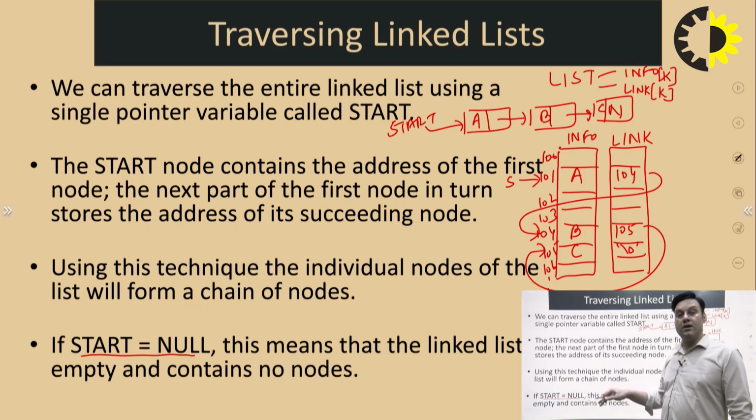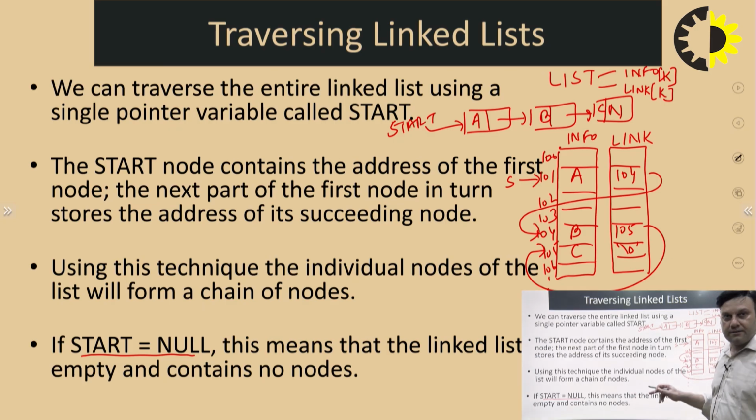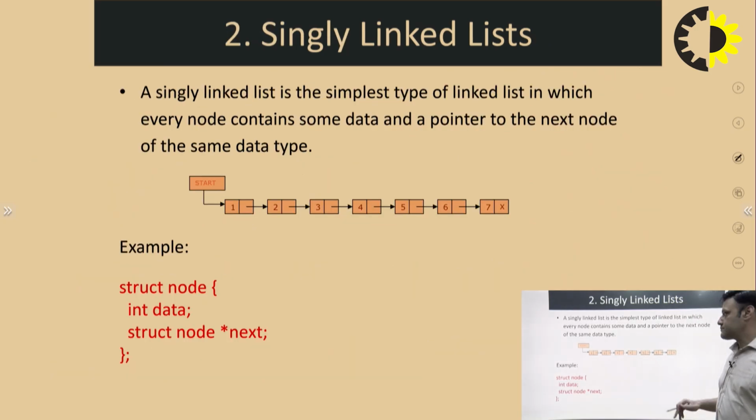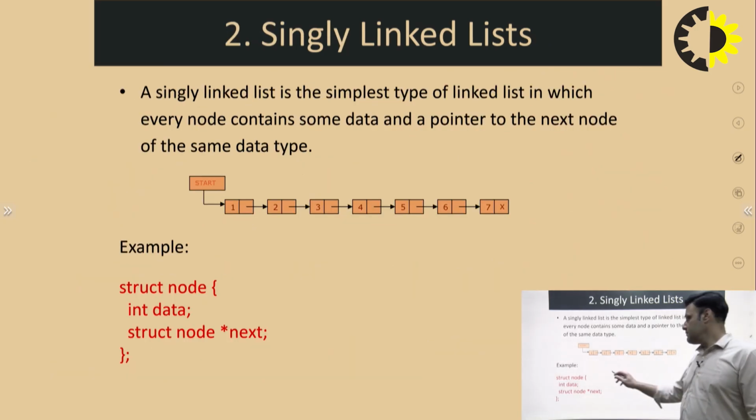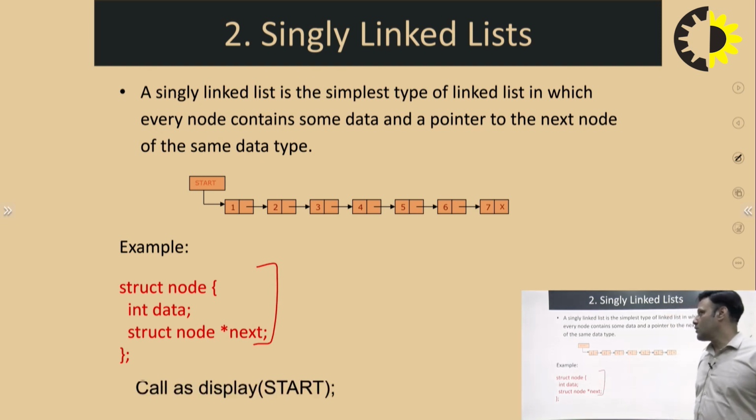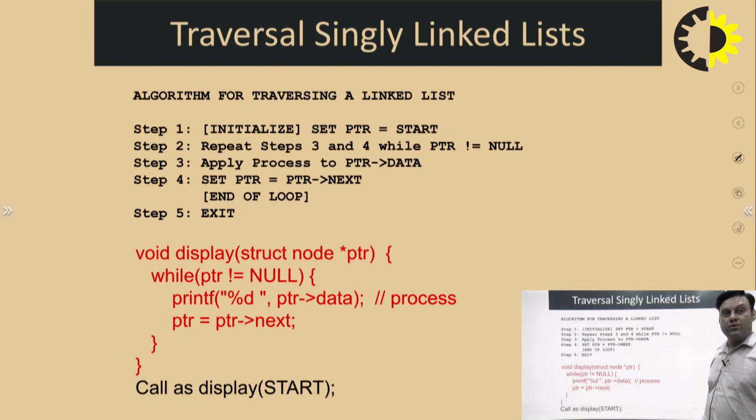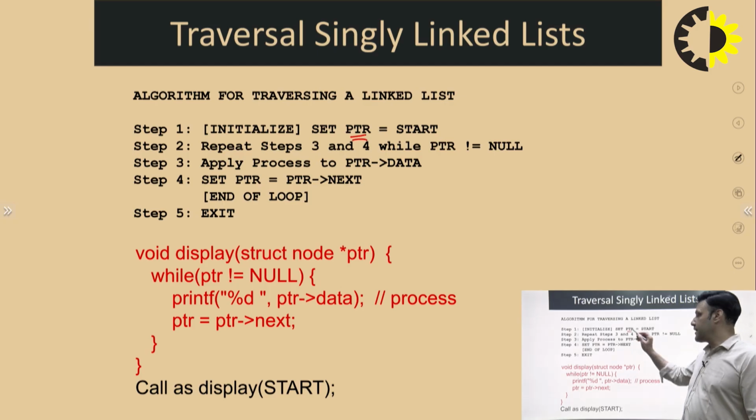If start is equal to null, now we have to insert the element one by one in a linked list. Okay. Now this is the single linked list. This is the structure of my node. This is the algorithm. So initially what we will do? We will initialize the variable. So there is one pointer variable ptr.